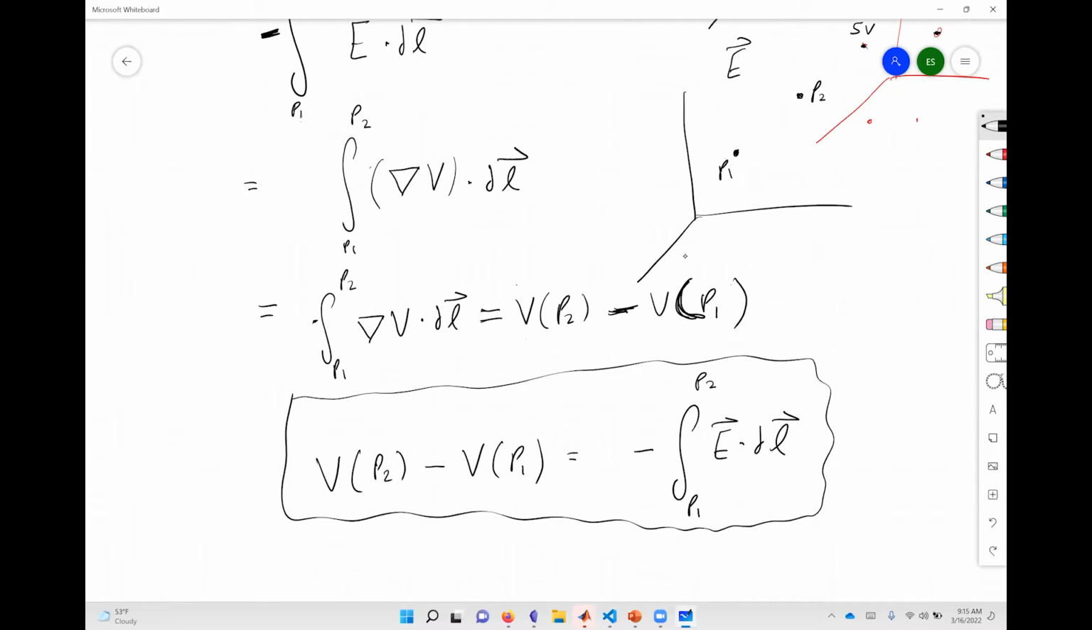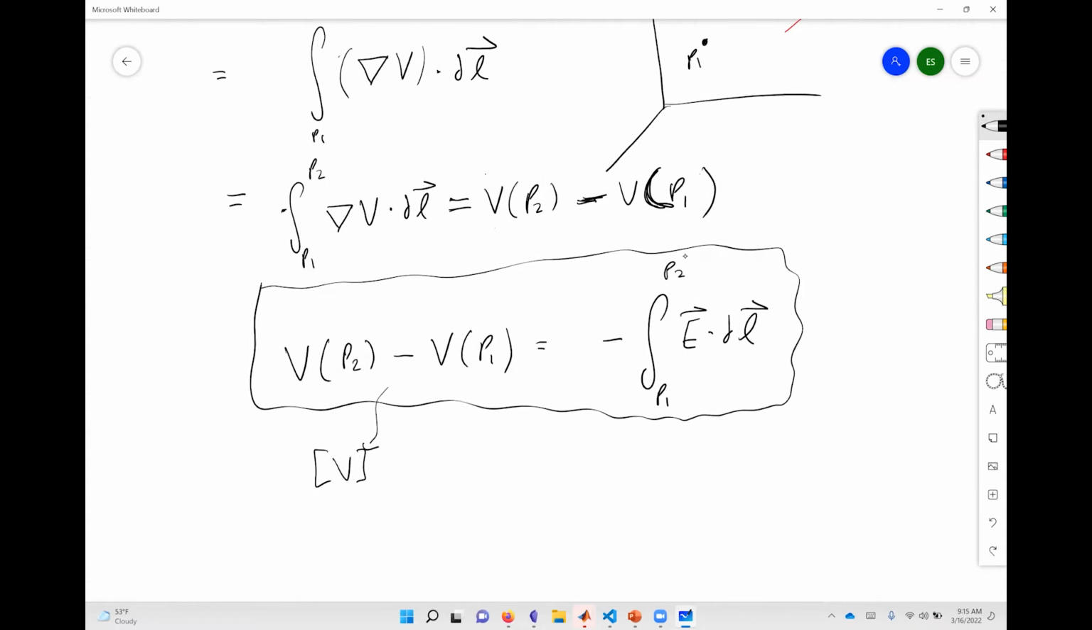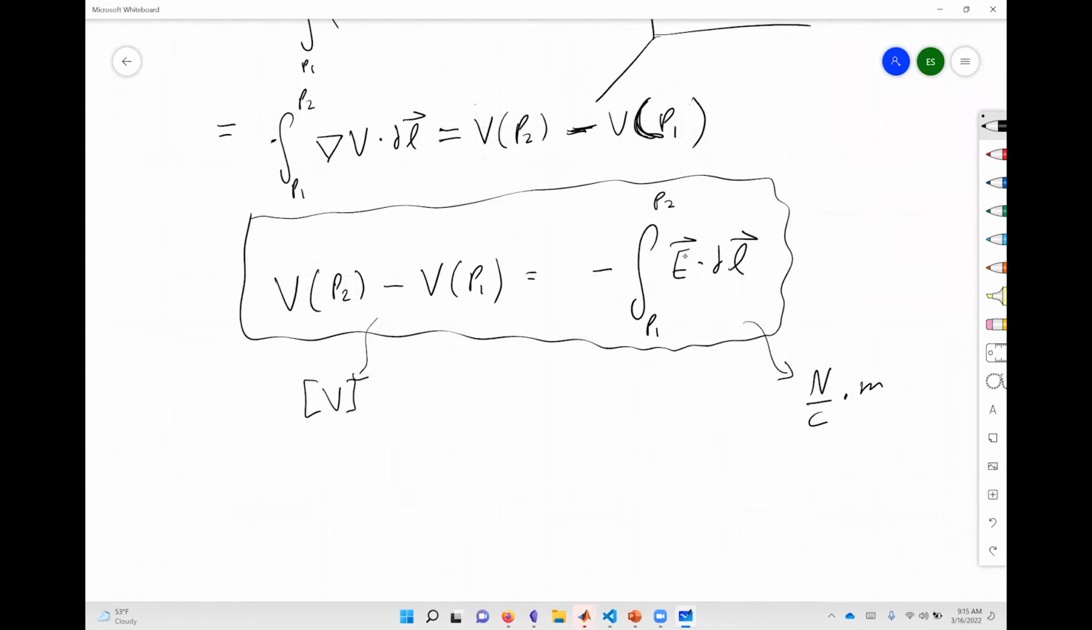So what does this tell me about the units? This has units of V, volts. So those two sides have to be equal. What are the units here? We're integrating, we're summing up the electrical field, which is Newton over Coulomb, dot meter. So that tells me that volt equals Newton dot meter over Coulomb, right? V is not a fundamental unit, it's a derived unit. It's a new unit that we introduced.